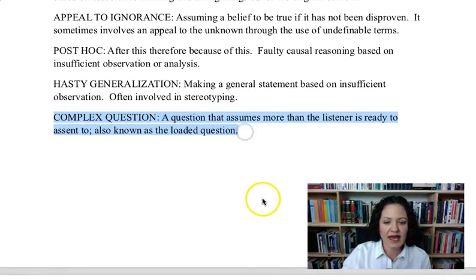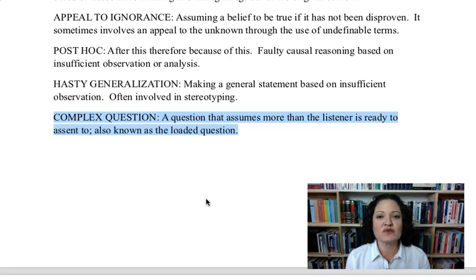Complex question is our last informal fallacy. A complex question is a question that assumes more than the listener is ready to assent to, also known as the loaded question. Now, the basic logic book that I used when I was a student had an example. When are you going to stop beating your wife? Right? That's an example of a complex question.